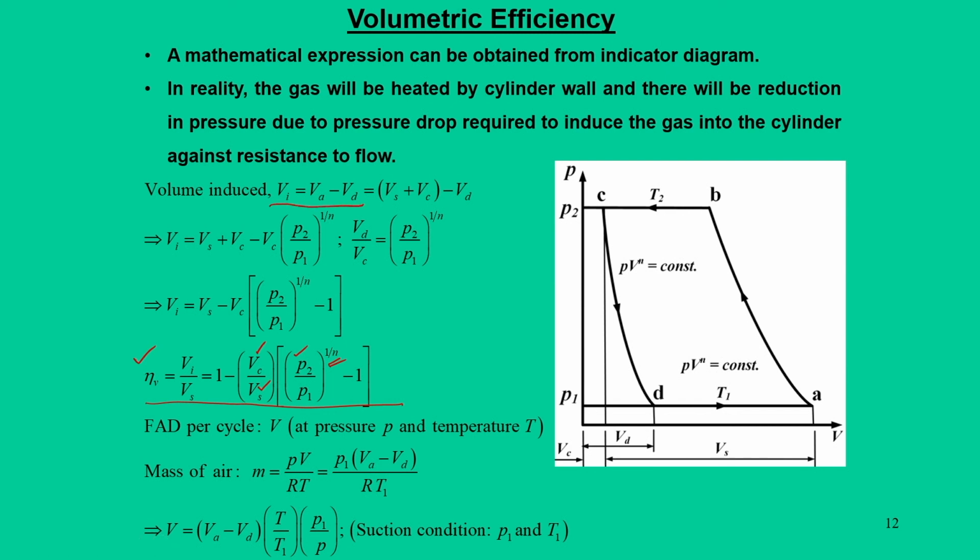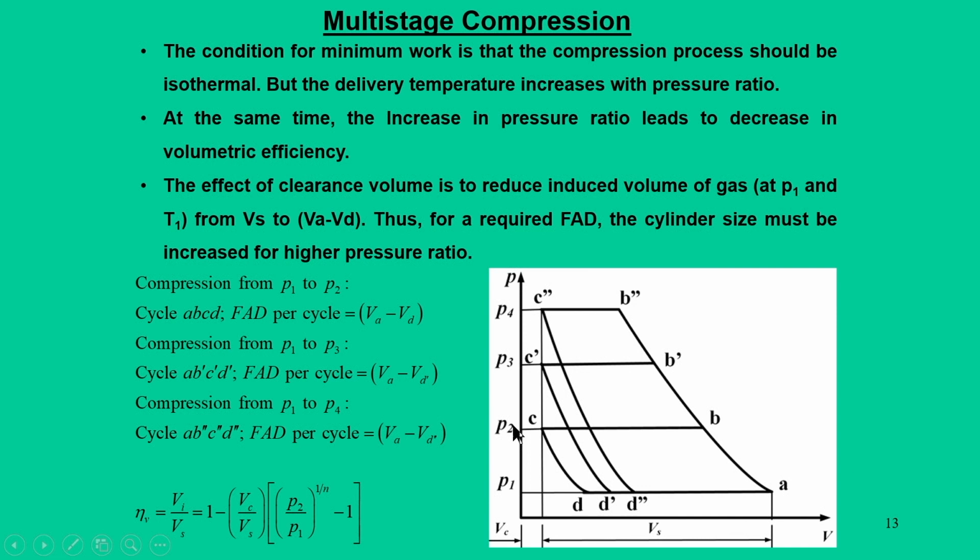But if your suction and your atmospheric conditions are different, then this V_A minus V_D will be replaced with T/T1 into P1/P, because this equation holds good. That is, the mass flow rate remains the same: PV equal to RT, which is also equal to P1 into (V_A minus V_D) by RT1. So, 1 stands for the initial state in which the air is available to us. This is all about clearance volume and the volumetric efficiency.